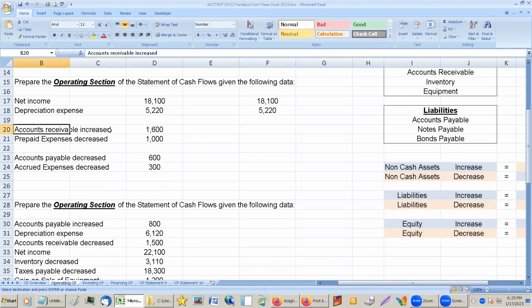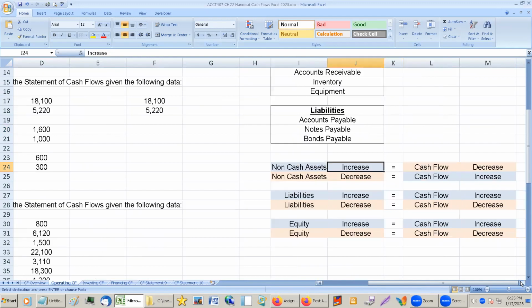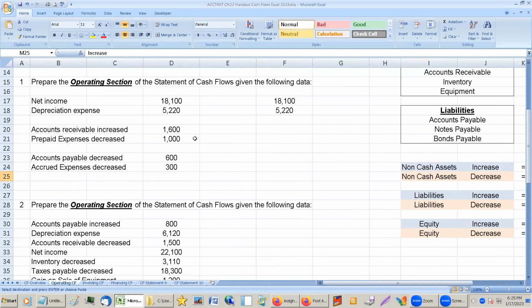So accounts receivable increase. What kind of an account is accounts receivable? Asset. Yep, it's an asset. It increased. So what happened to our cash? Reduces. Yep, decreases. So this will be a negative.